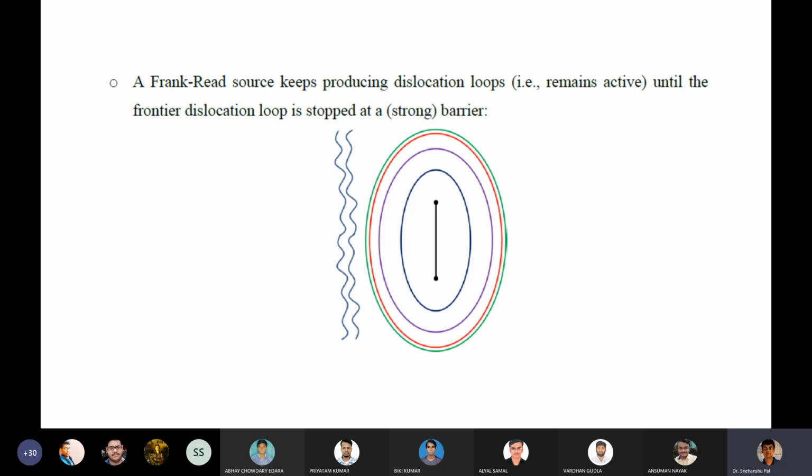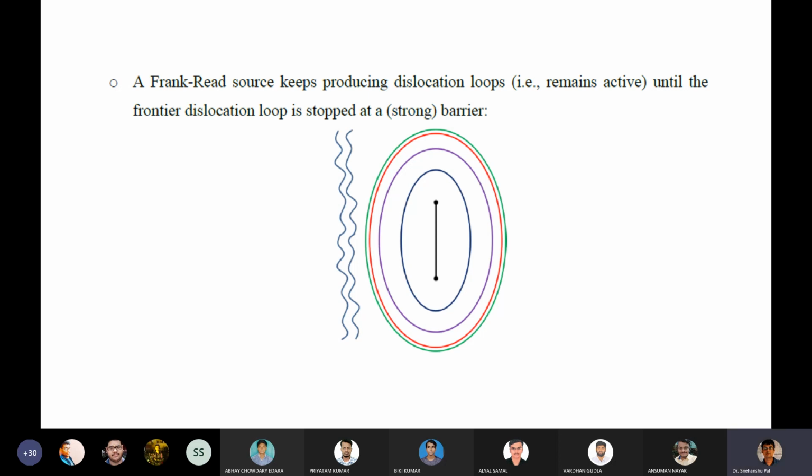For the pile-up, you have to understand what different barriers are possible. One very commonly known is the grain boundary, and another is other dislocations. Some dislocations are not movable, or glissile, so a sessile dislocation can be a barrier, or sometimes a precipitate can be a barrier. Maybe if the precipitate size is very small, an ultrafine precipitate can be a barrier.